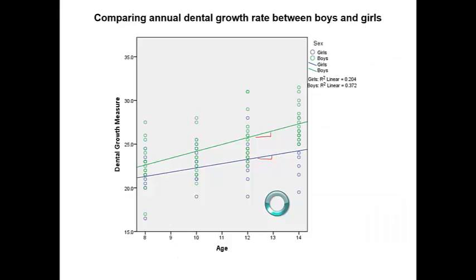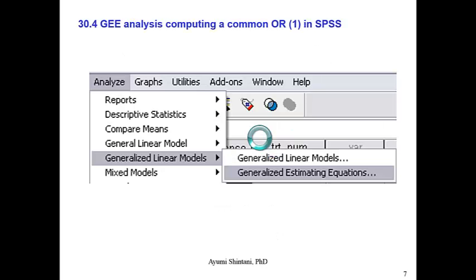So what we do today, as a first example, is analyze dental growth measures data, and we compare rate of change, annual rate of change, between boys and girls. We did this analysis using mixed effect model in the previous chapter. Although today we are going to use GEE, we actually will do the same thing, but use different regression.